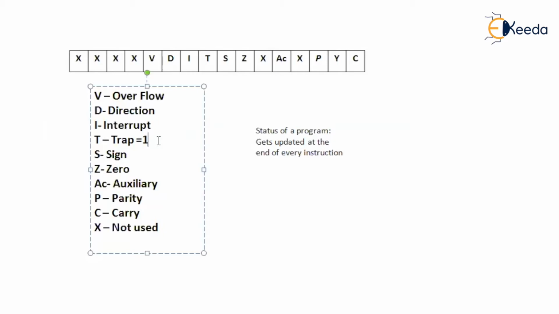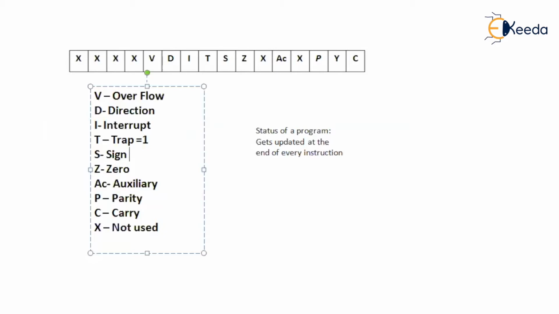If the current instruction cannot execute, there is no way you can execute the next instructions either, because a program is a step-by-step operation, a sequence of instructions. If there is an error in any of the instructions, first of all, that error must be rectified. Unless you rectify that error, this program cannot be executed at all. So when the trap flag is set to 1, the program will get terminated. Sign flag. If the output of the ALU is negative, then the sign flag is equal to 1.